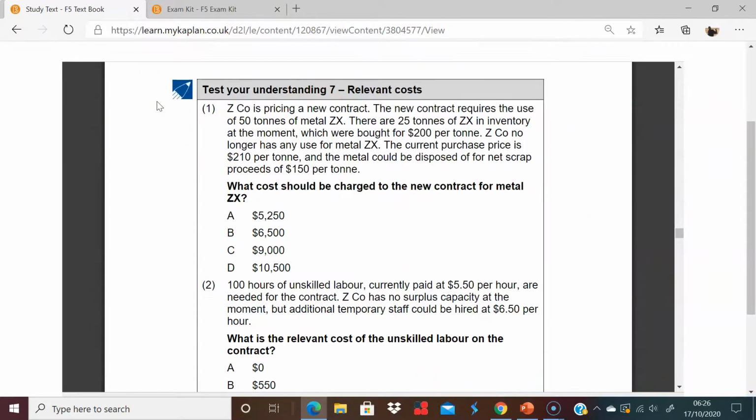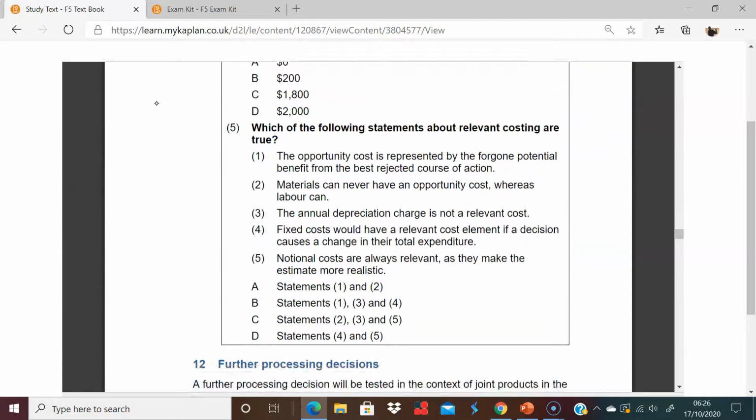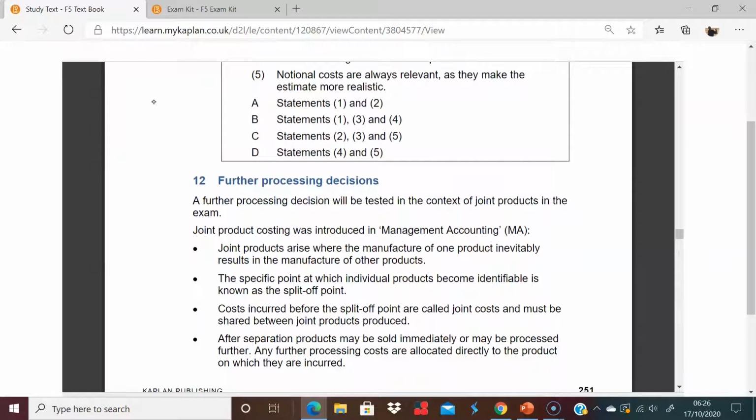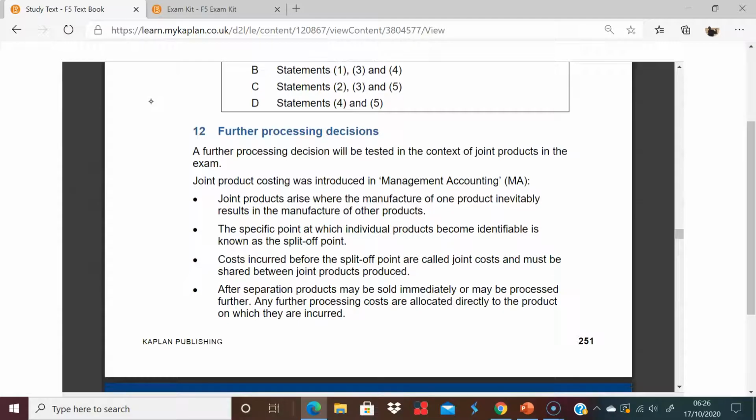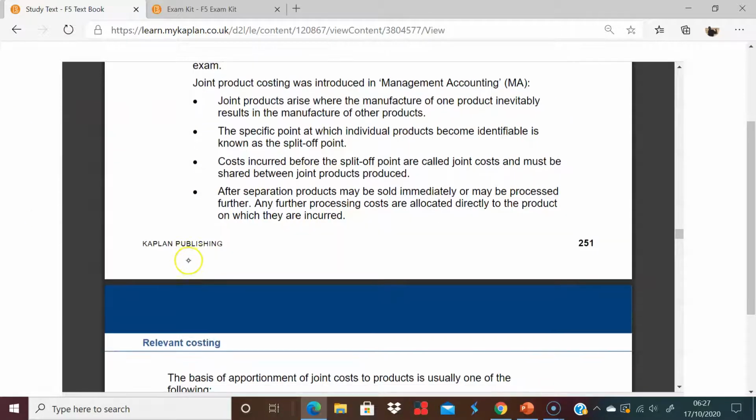Yeah, so these are all just, again, like I say, TYUs for you to play with. The last point really that I want to highlight is this business of further processing decisions. And I mentioned at the beginning of the class that sometimes you've spent a cost producing 2 items, and you're just apportioning that cost. That's it. So after separation, you might choose to do other things.